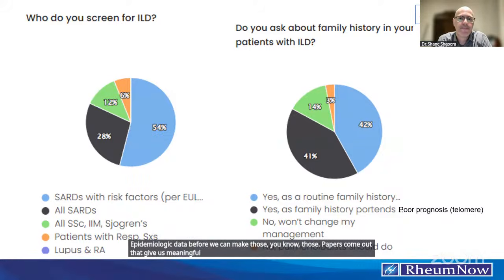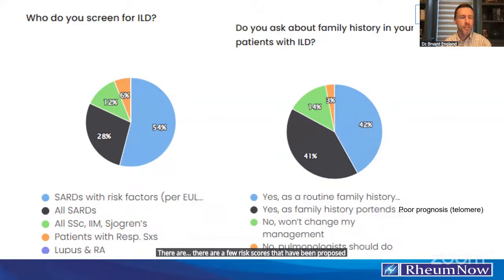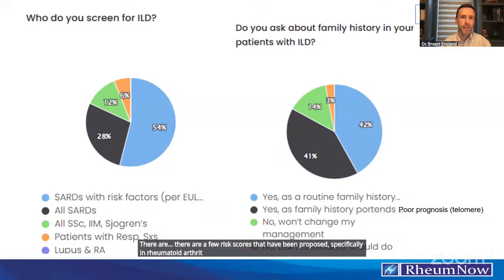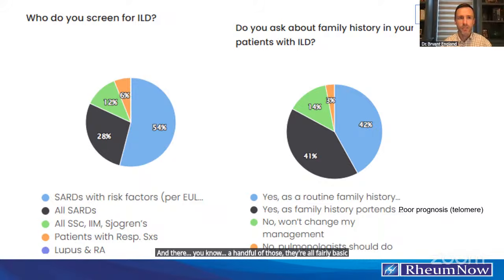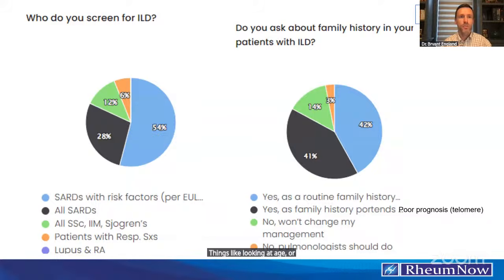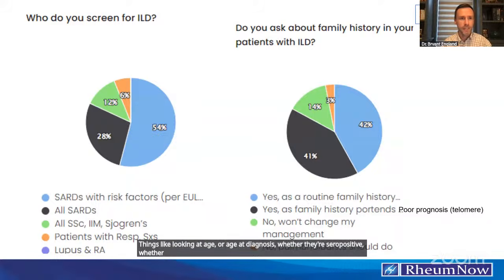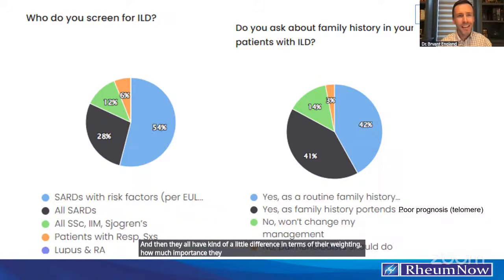Yeah, there are a few risk scores that have been proposed specifically in rheumatoid arthritis for identifying RA-ILD. Educate me. There are a handful of those. They're all fairly basic in terms of clinical factors. Things like looking at age or age at diagnosis, whether they're seropositive, whether their disease activity is moderate or high, whether they have smoking history. And they all have a little difference in terms of their weighting, how much importance they place on those. They all seem to do a pretty modest job.